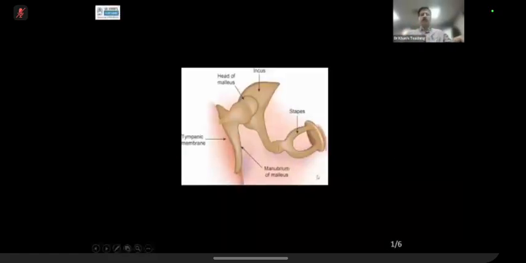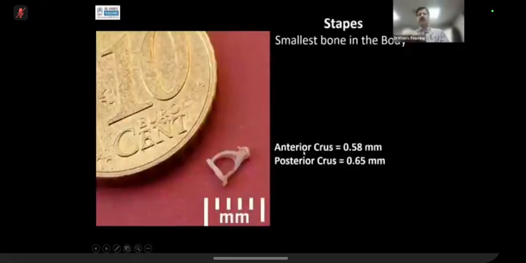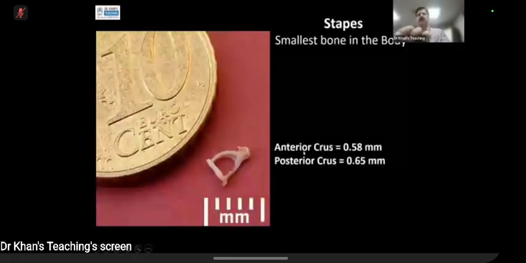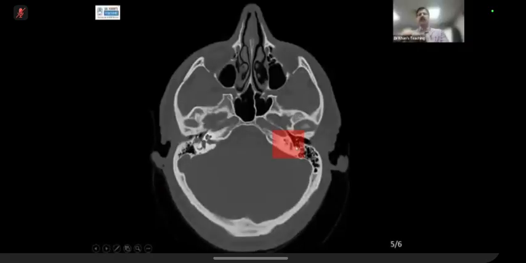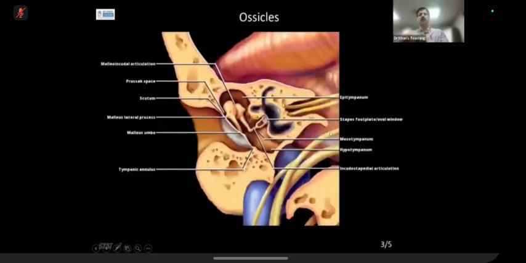Now, if you see here, a repetition, this is the stapes, and the capability of CT scan now is that the stapes is the smallest bone in the human body. Anterior crus is 0.58 millimeter, posterior crus is 0.6 millimeter, and we can actually see it on a CT scan. And we can see actually the joint also.